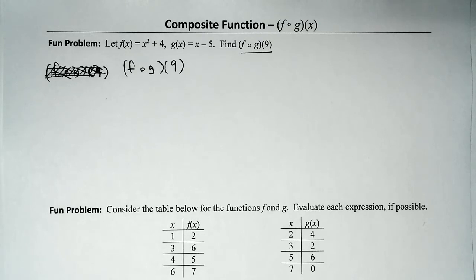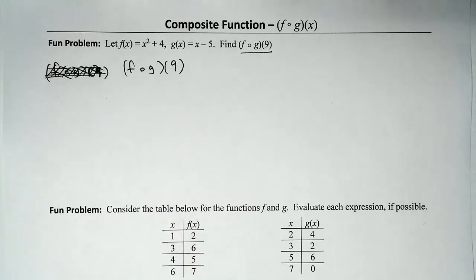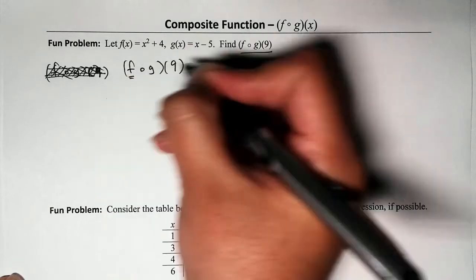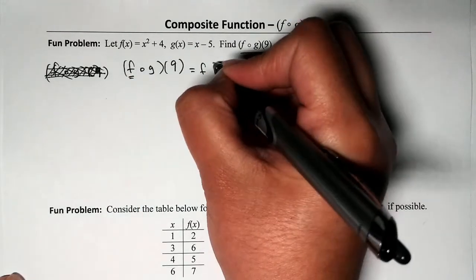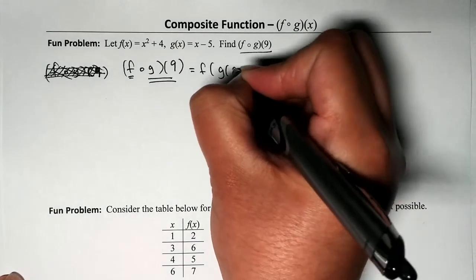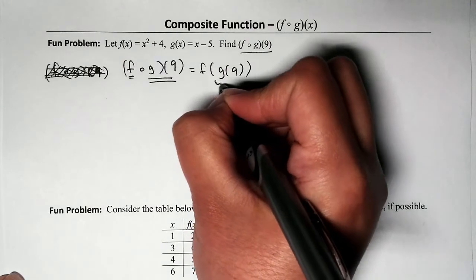So whenever I have the composite function written in this form, it's a little bit difficult for me to have a starting point. So I will always write it without the notation for it, without the small circle. So we have this first function, f of, open parenthesis, of whatever we see thereafter, of g of 9. Okay, so in this case, my first goal is to find g of 9.